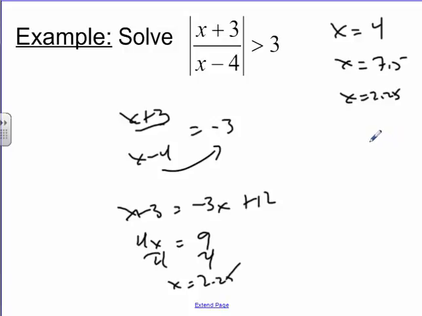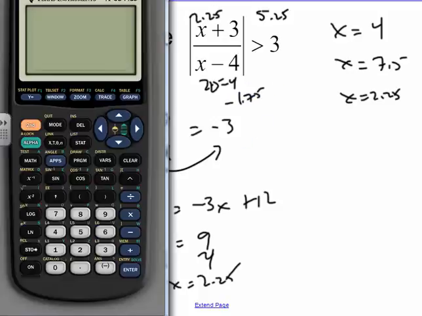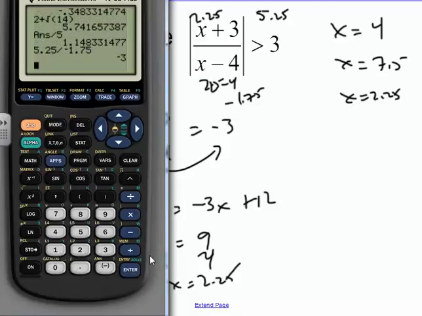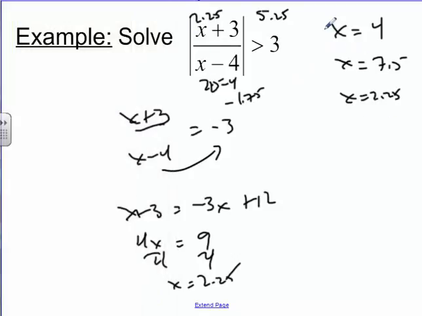That one should also be a critical point. Let us test it real quick. 2 1/4 and 3 will give you 5 1/4. 2 1/4 minus 4 will give you negative, let's see, negative 1.75. If you take 5.25 and divide by negative 1.75, it should give you a negative 3. But with the absolute value signs, it would make it positive 3. So here are our critical points.